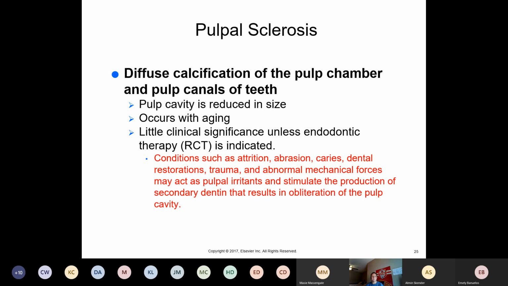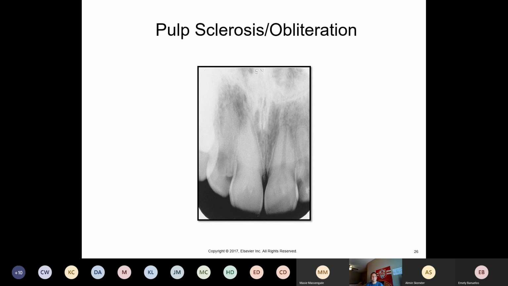And in some cases, it can completely obliterate the pulp chamber where it fills in completely with dentin. If you look at this tooth, number 8, and you look at the root of number 8 and compare it to the root of number 9, you can see there is no pulp chamber anymore. There is no pulp canal anymore.